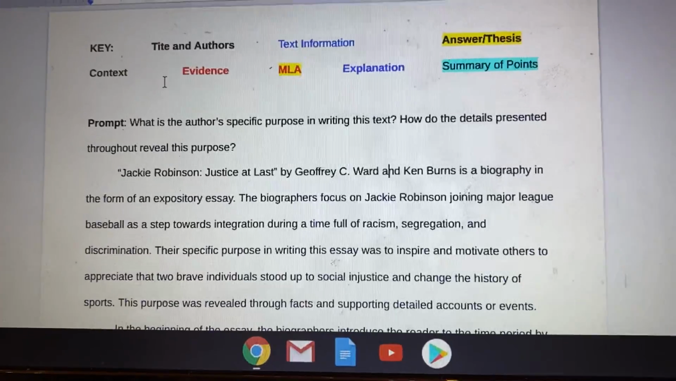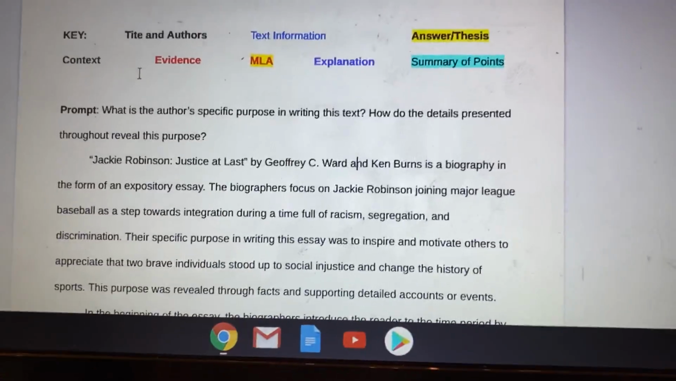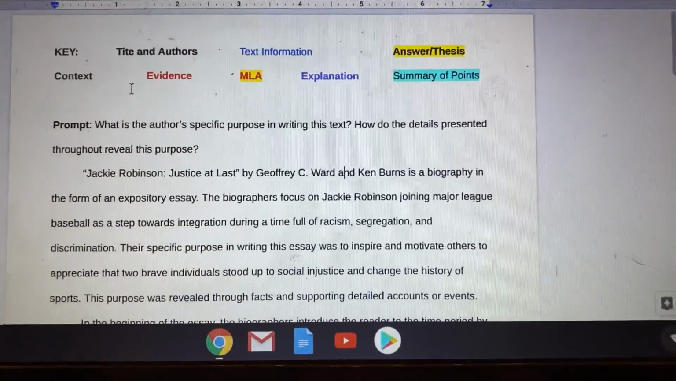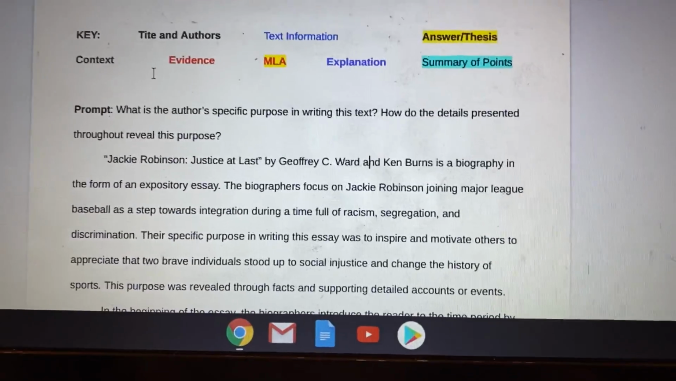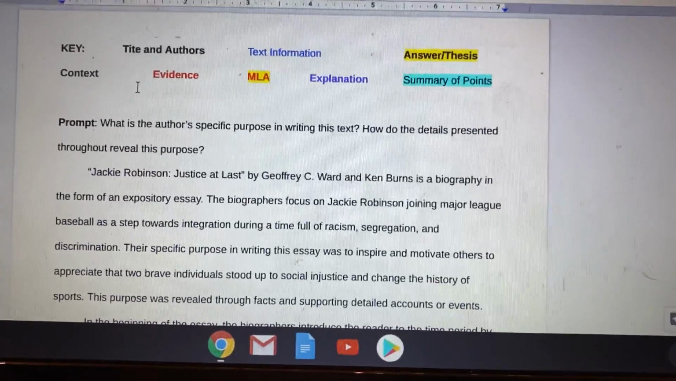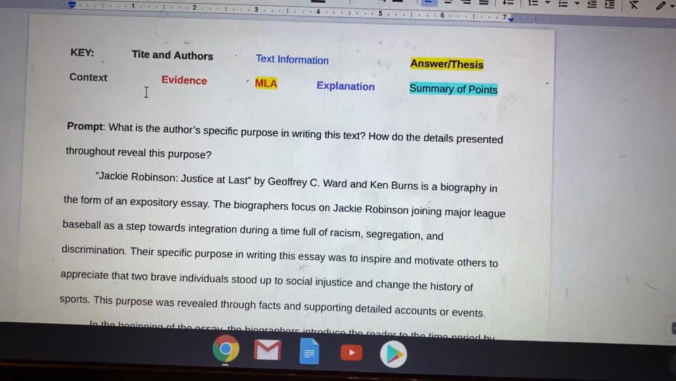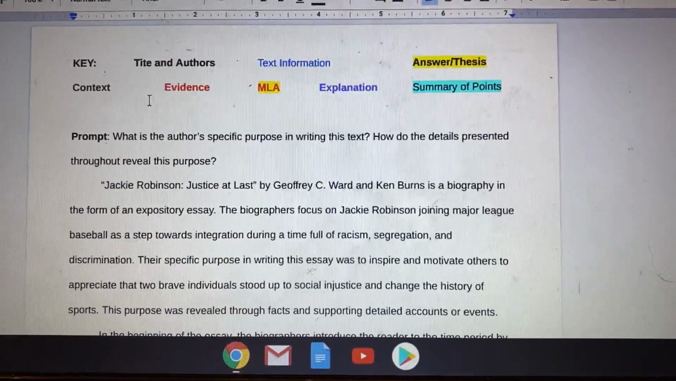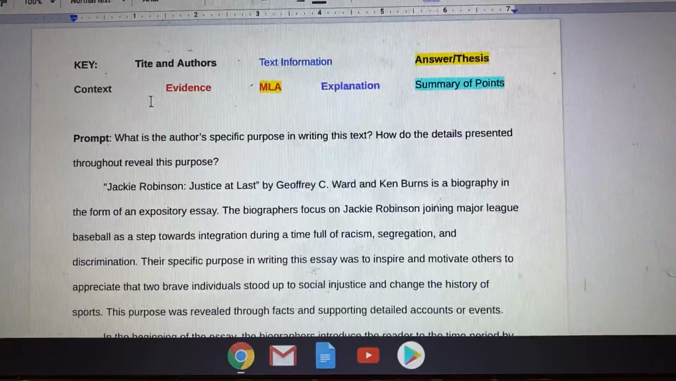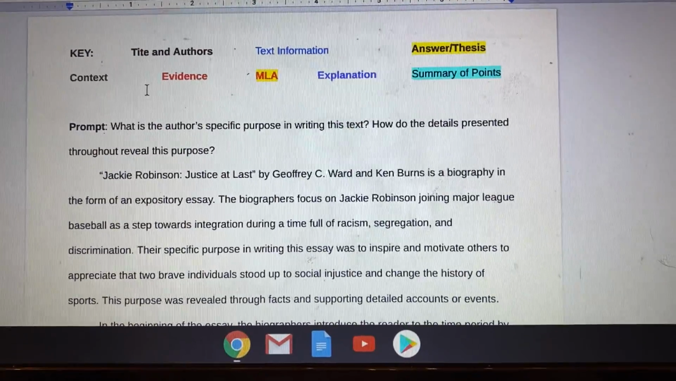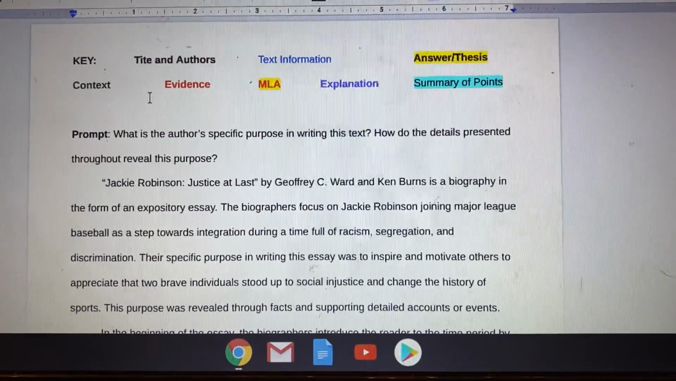Okay, so what I did was I created my model response, and I'm going to show you how to use this key to find all of the necessary information in my response. Now, if I notice that I cannot find, for example, text information, that tells me I need to go and revise today. All right, so this is a way to self-check.